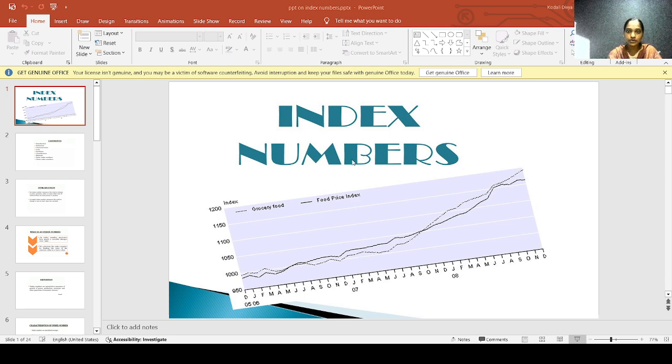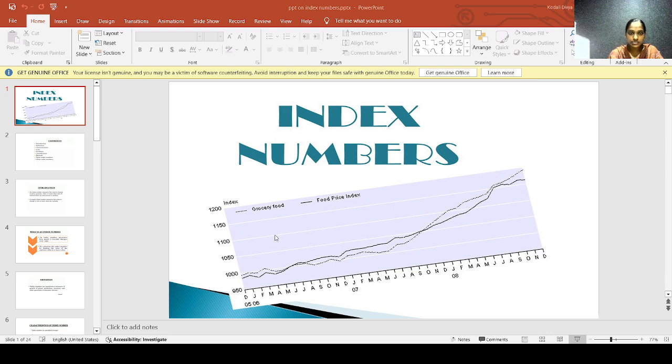Summation P1 by P0 into 100 by capital N. We know what P1 is. P1 is nothing but the price of all the commodities in the current year, and P0 is nothing but the prices of all commodities in the base year. We will represent index numbers as percentages, where capital N is the total number of items.